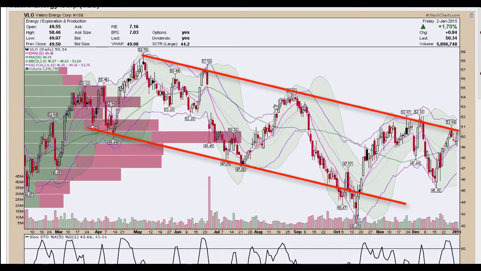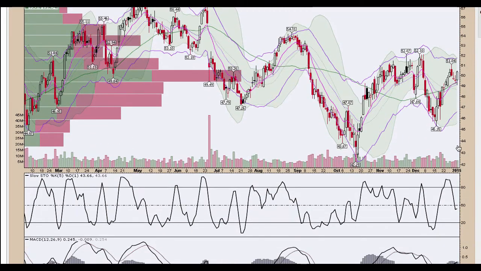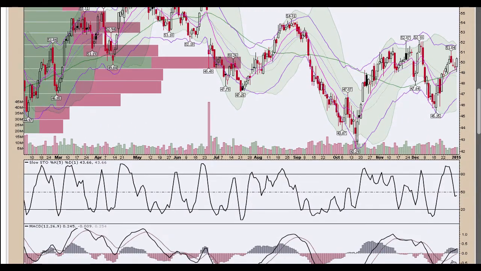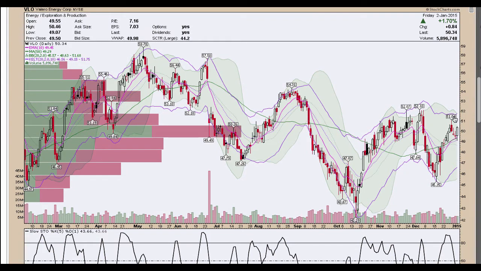Looking at Valero, VLO, above the 50 period, the 10, and the 20. Slow stochastics looks like it wants to turn, and MACD is moving above the zero line. MACD is above its signal line as well. First target looks like the upper Bollinger Band at 52. A breakout above this level, we could see 54 fairly readily. And also note the volume by price bar here at 50.50.